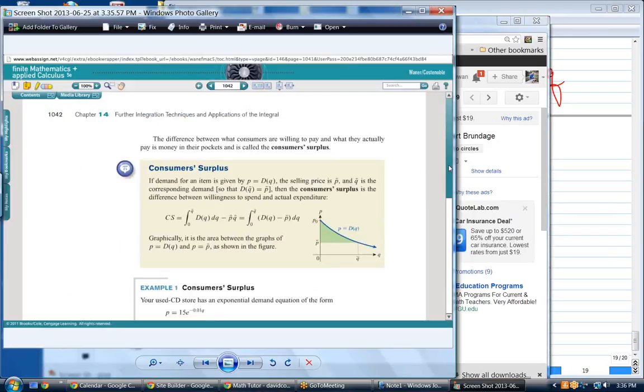Okay. Difference between what consumers are willing to pay and what they actually pay is called the consumer surplus. If the demand is given by that function, the selling price is that, and Q is the corresponding demand, then the consumer surplus is the difference between willingness to spend and actual expenditure. Okay. Now I think we can probably figure out what to do.